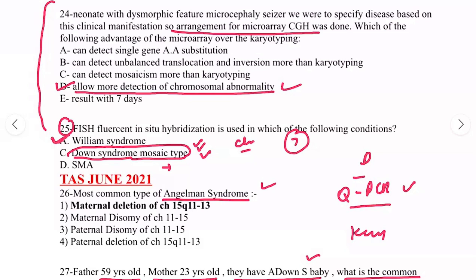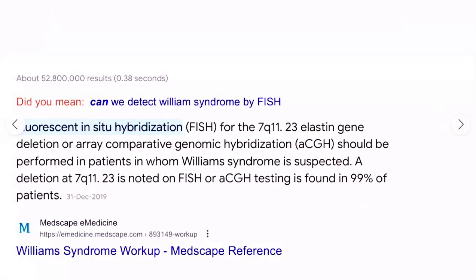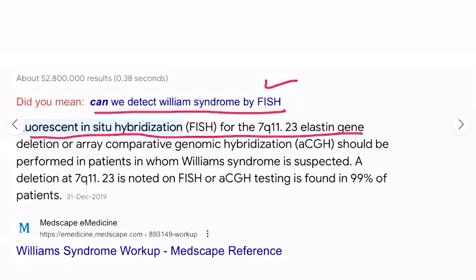Should I move forward? This is Williams syndrome. For 25, A is the answer. See here, can we detect Williams syndrome by FISH? Williams syndrome, yes, we can detect by array or FISH analysis.